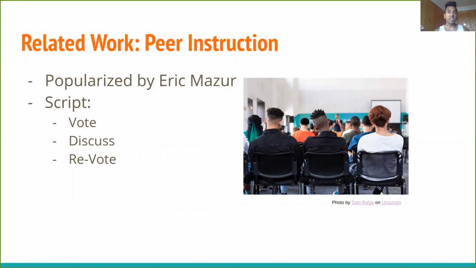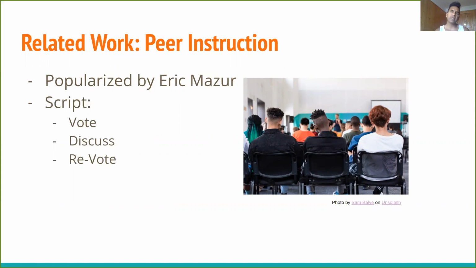I'll ask the students to discuss amongst one another, try to convince each other of what the correct answer is. And then we'll ask them to re-vote. And we know from experience and from research that this is a very interesting way to flip your classroom for active learning. And invariably, students move to the correct answer without a teacher intervention.